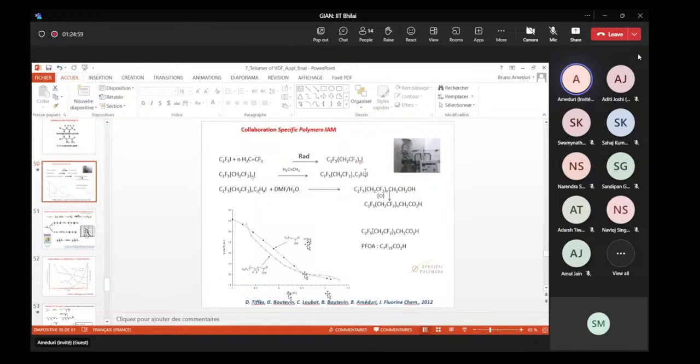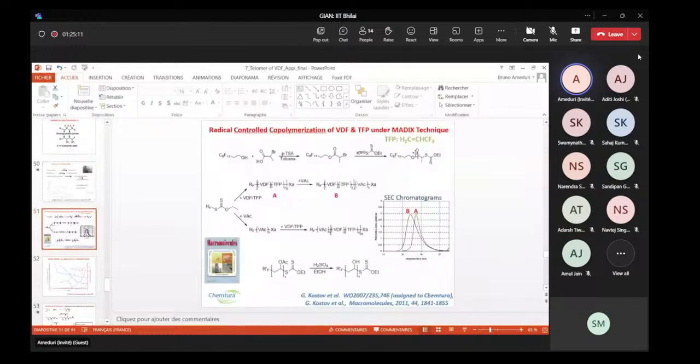And also by MADIX xanthate, we prepared some specific xanthate with a fluorine atom, and we did some RAFT polymerization of VDF and TFP for low molecular weight compounds, which were end-capped with vinyl acetate, because vinyl acetate works very well with xanthate. And even if the strategy with vinyl acetate was a little bit less efficient than the above reaction, we can see the change by SEC chromatogram from this mono.